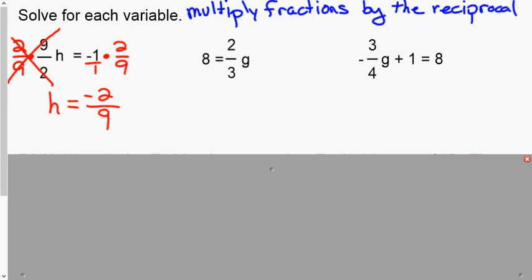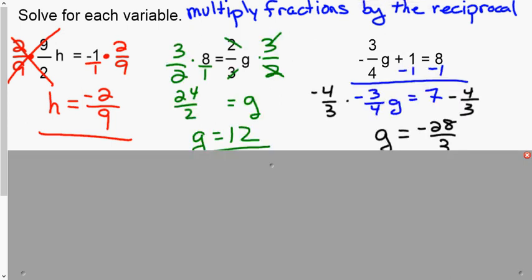We have to ask ourselves, does negative 2 over 9 reduce? No. The directions said just solve for each variable. It does not say to check, so you do not need to show your checking. If you wanted to, you could plug it back in and check just to make sure you did it correct. That's always a smart choice. All right, go ahead and try the next one. And if you feel comfortable, try the last one and check back.